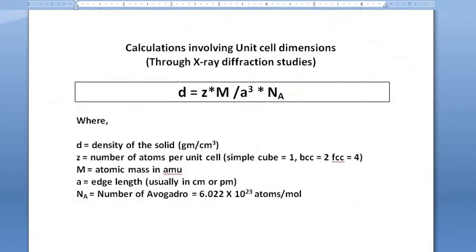As you can see on your screen, the calculation involving the unit cell dimensions through X-ray diffraction studies. The formula is small d equals z into M upon a whole cube into N A. You know all the parameters, so without wasting time we shall proceed to some more numericals.